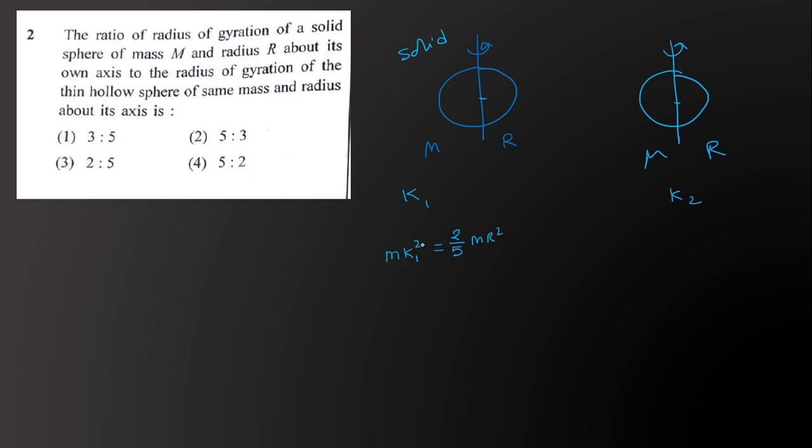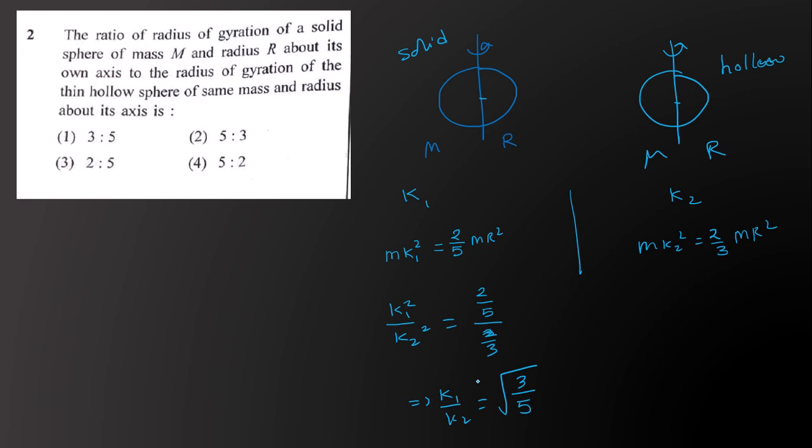and we know that the moment of inertia can be equated with mk square. In this case also it will be equal to mk1 square. But the value of the moment of inertia in terms of mass and radius for the hollow sphere, and it is a thin hollow sphere, will be 2 by 3 mr square. Now when I divide both of them, k1 square divided by k2 square will give me 2 by 5 divided by 2 by 3. This will give k1 by k2 equal to square root of 3 by 5. I cannot see any such answer, therefore I think this will be a bonus mark. Let's move on.